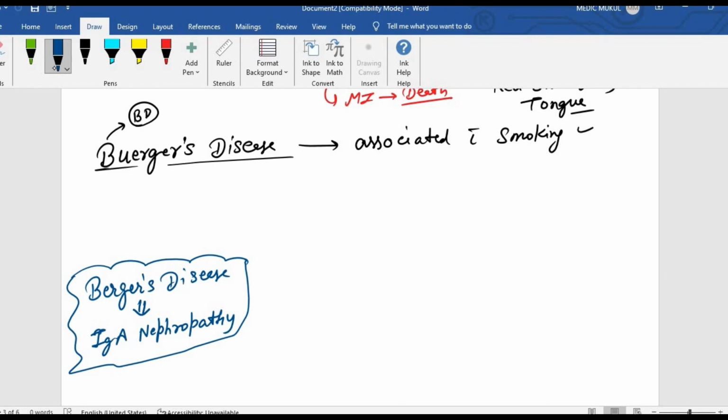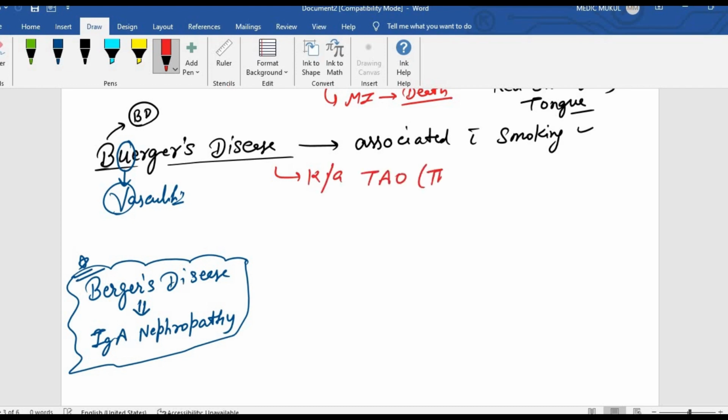So we have Buerger's disease. You will see that there is a U, and U looks like the V. U, V. So we have the UV, that is vasculitis. So don't make these silly mistakes. Berger's disease is a different one, and Buerger's disease is a different one. And this is associated with smoking. And this condition is also known as TAO.